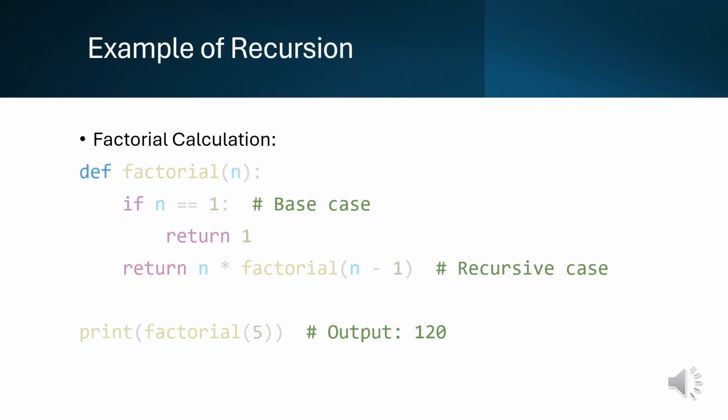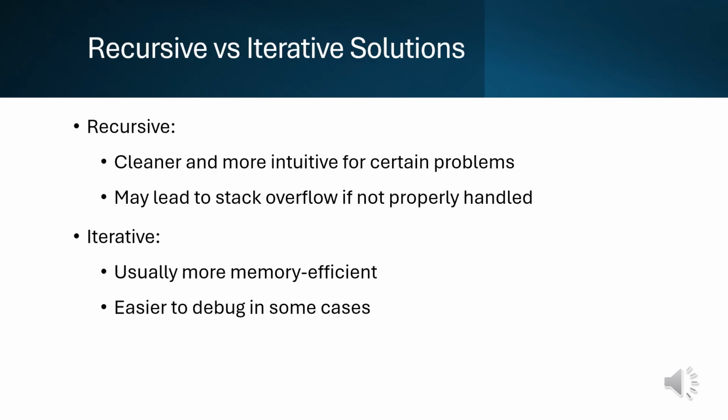Here's an example of a recursive function to calculate a factorial. def factorial(n): if n == 1: return 1, the base case. Otherwise return n * factorial(n - 1), the recursive case. print(factorial(5)) gives output 120. Each recursive call reduces the problem size until it reaches the base case. Recursion and iteration can often solve the same problem, but they have trade-offs. Recursive solutions are cleaner and more intuitive for certain problems, but may cause stack overflow for deep recursion. Iterative solutions are more memory efficient and easier to debug for larger inputs.